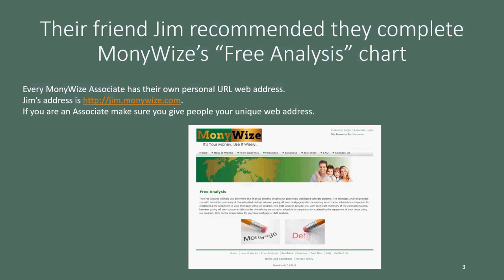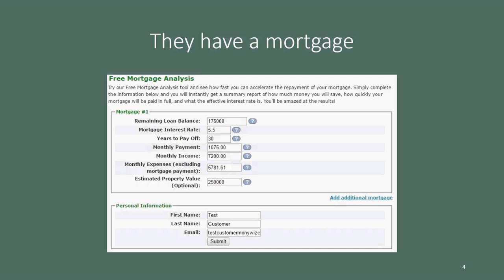Now you can see at the bottom of the screen there we have a picture of the free analysis, and it's split into two separate and distinct sections. On the left we have mortgage, and on the right we have debt, consumer debt. Let's check out a mortgage. This is a mortgage of Mr. and Mrs. Test Customer.